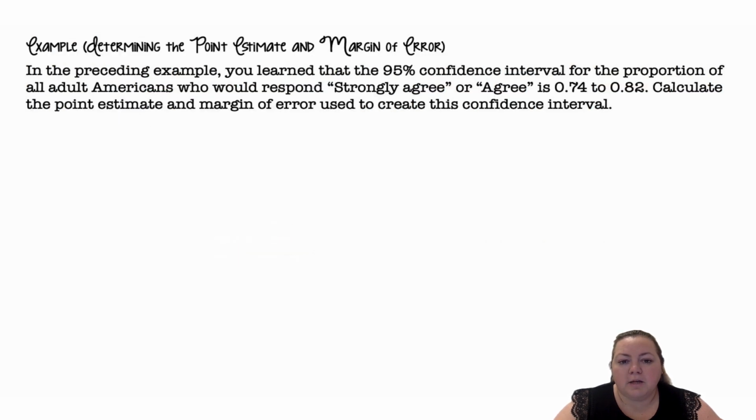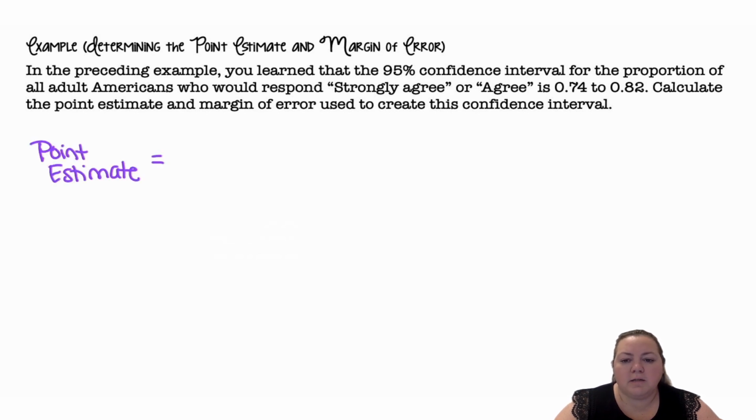Determining the point estimate and margin of error. In the preceding example, you learned that the 95% confidence interval for the proportion of all American adults who would respond strongly agree or agree is 0.74 to 0.82. Calculate the point estimate and the margin of error used to create this confidence interval.